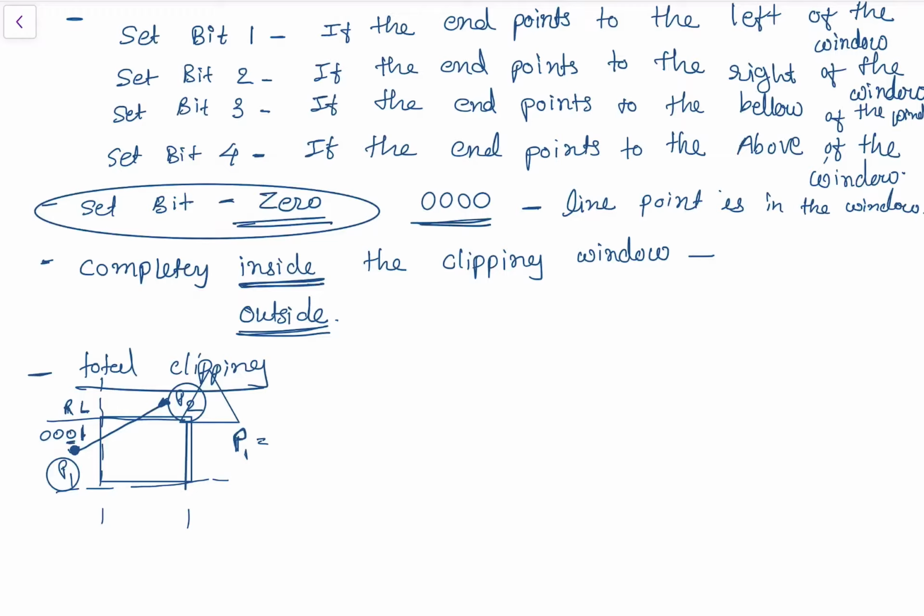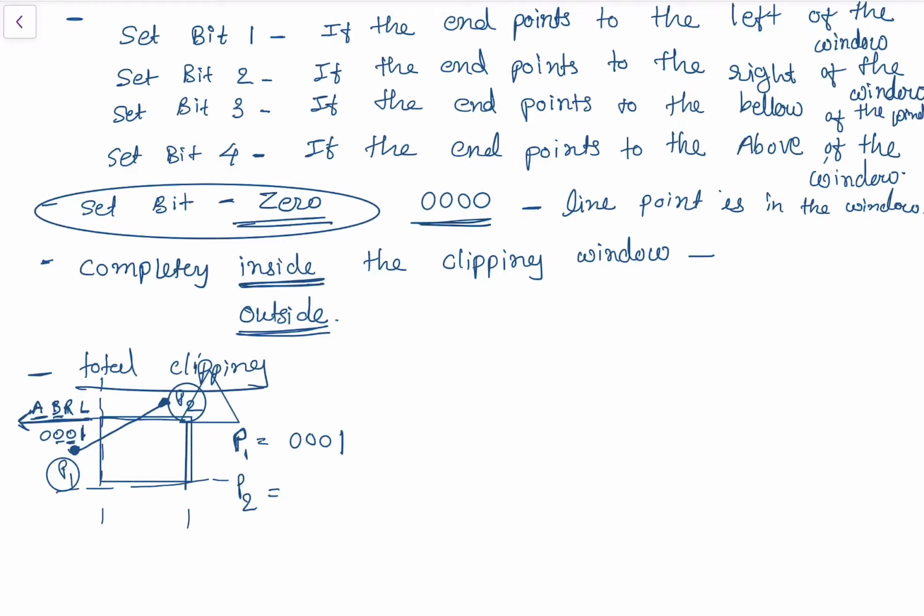And then we have to check below. Below is 0 because it is in the middle, and it is also not above, that's why it's 0. So we have to follow this LRBA order from left to right, and make all regions. So what is the code of P1? 0 0 0 1.